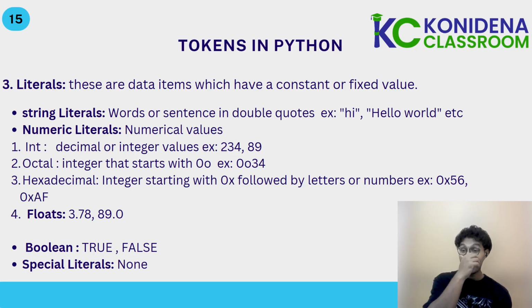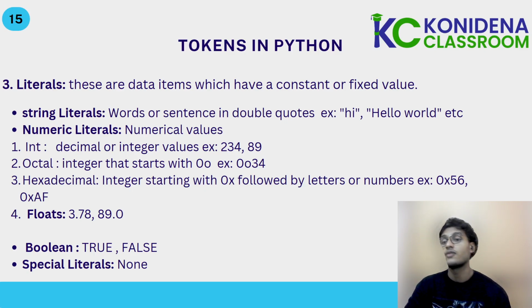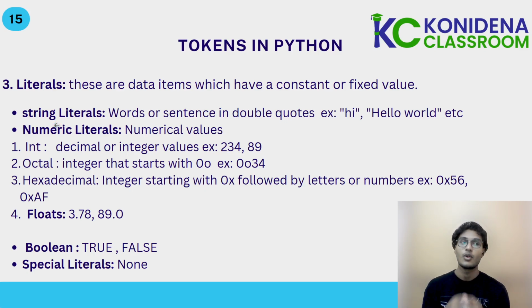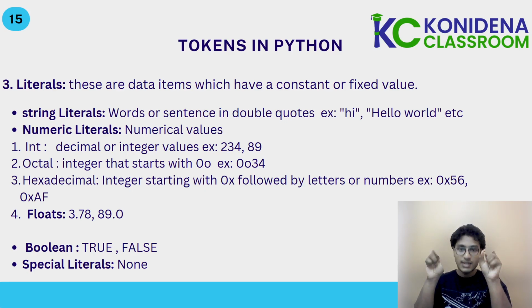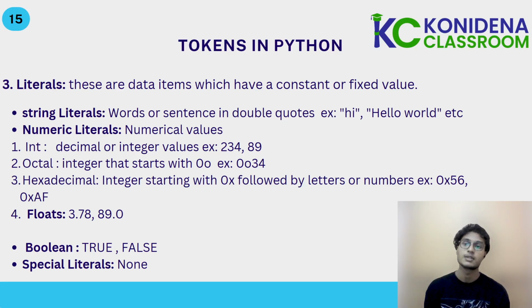Now there are many types of literals. One of them is the string literal. A string literal means a string value. What does a string mean? A string means anything or everything inside single or double inverted commas. So you see "hi", you see "hello world". Both are coming under single or double inverted commas. So that's a string literal.